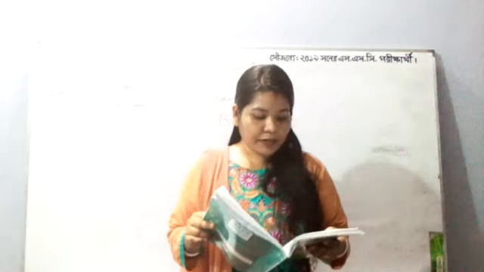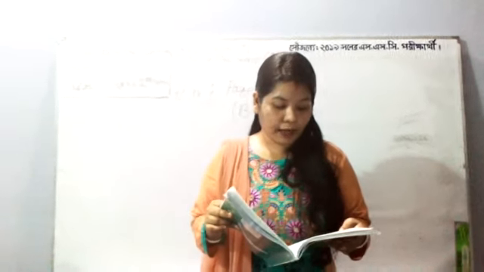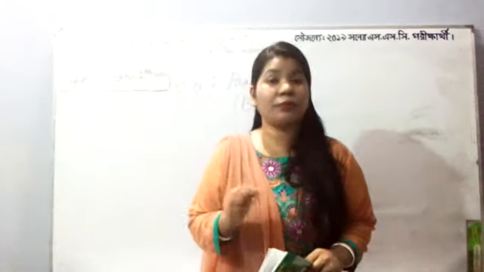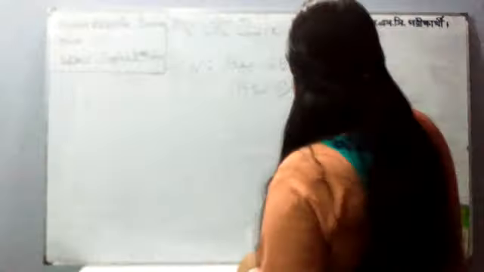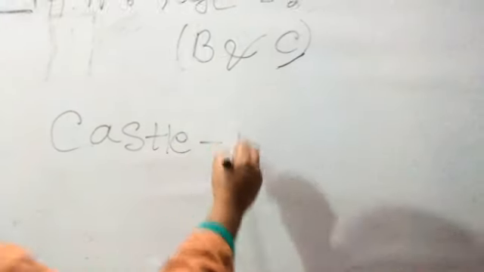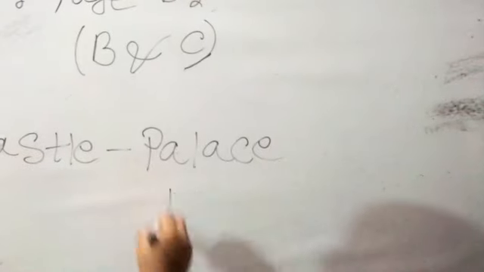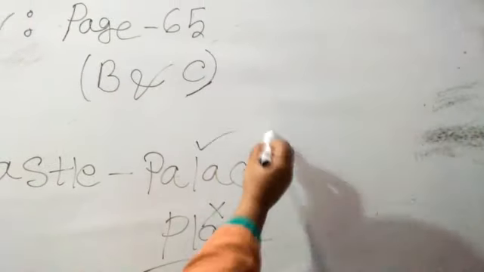So in The Selfish Giant Part 2, the keyword section has only one word, castle. What is castle? Castle means a palace, not place. It's palace. Okay, let me show you. Castle, C-A-S-T-L-E. Castle means palace, P-A-L-A-C-E. Palace, not place.